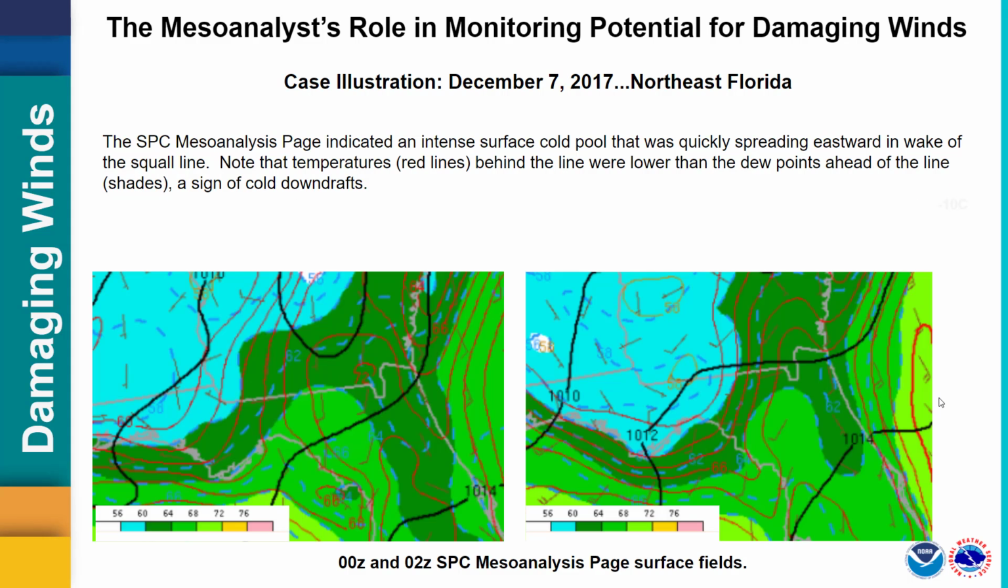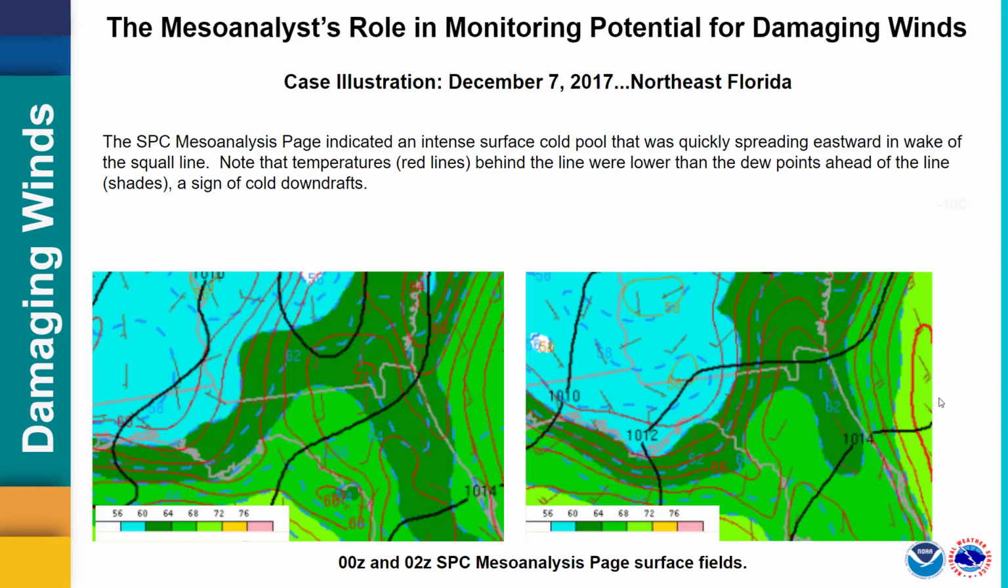Regardless of the level of instability, we also need to evaluate the dynamic side that could drive the squall line through even a less favorable environment. Here the SPC page shows an intense cold pool in the wake of the squall line. The coldness of the downdrafts is indicated by surface temperatures behind the line well below the dew point values ahead of the line.